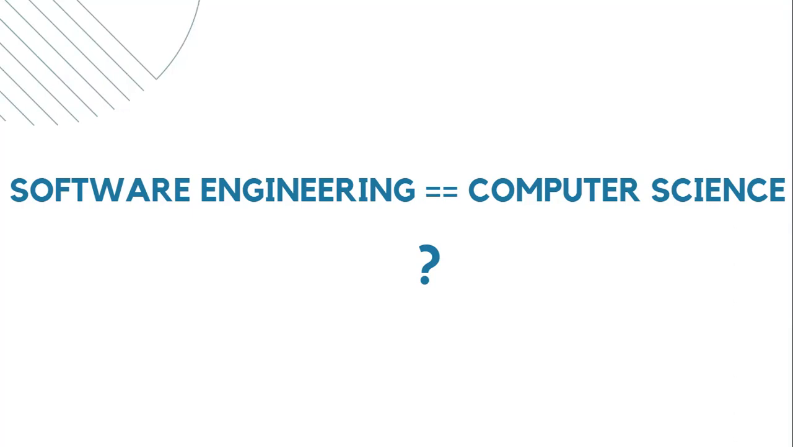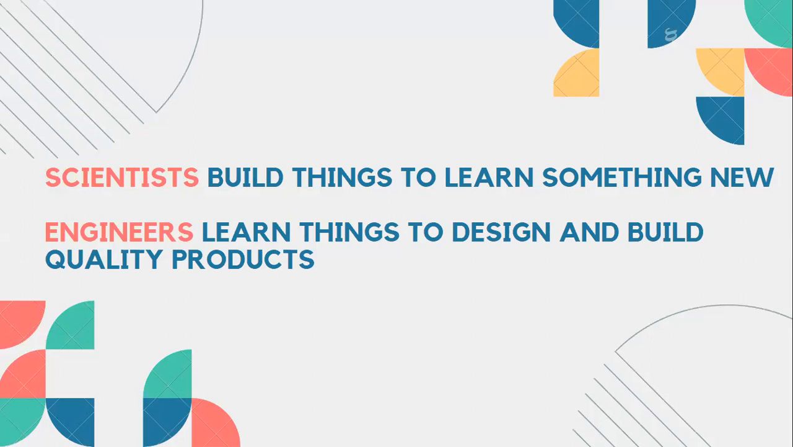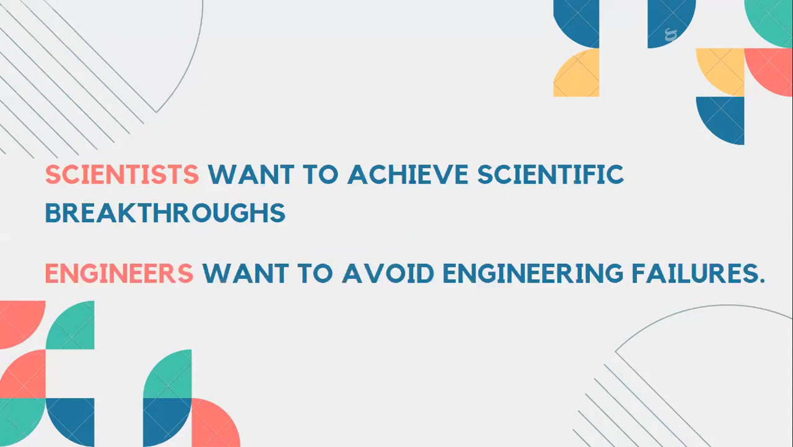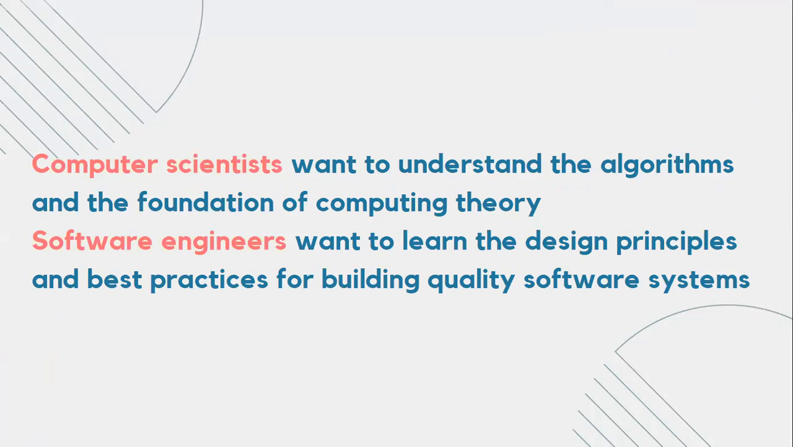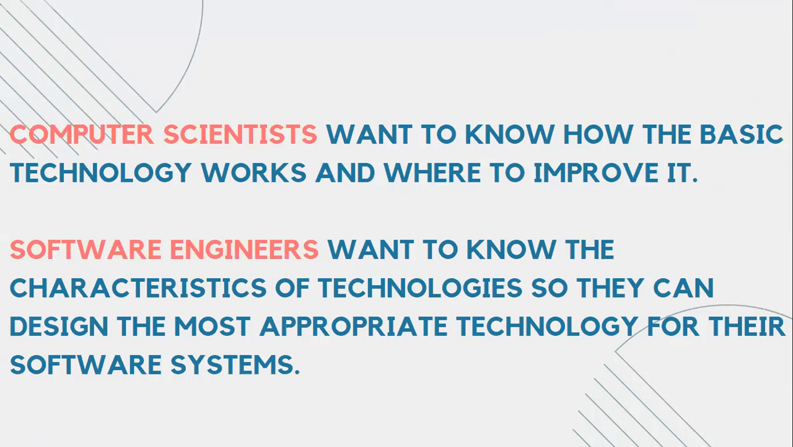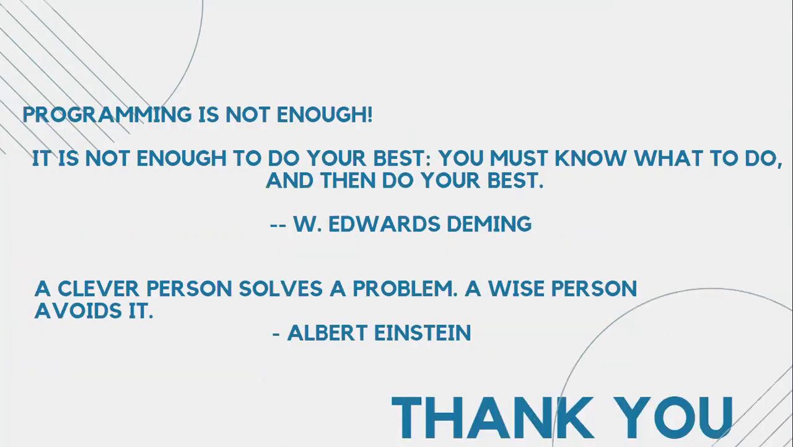Well, not so much the scientist, more the engineers. Scientists build things to learn something new. Engineers learn things to design and build quality products. Scientists want to achieve scientific breakthroughs, and engineers want to avoid engineering failures. So computer scientists want to understand the algorithms and the foundations of computing theory. And a software engineer wants to learn the design principles and best practices for building quality software. Lastly, computer scientists want to know how the basic technology works and where to improve it. Whereas on the other hand, software engineers want to know the characteristics of the technology so they can design the most appropriate technology for their software systems.